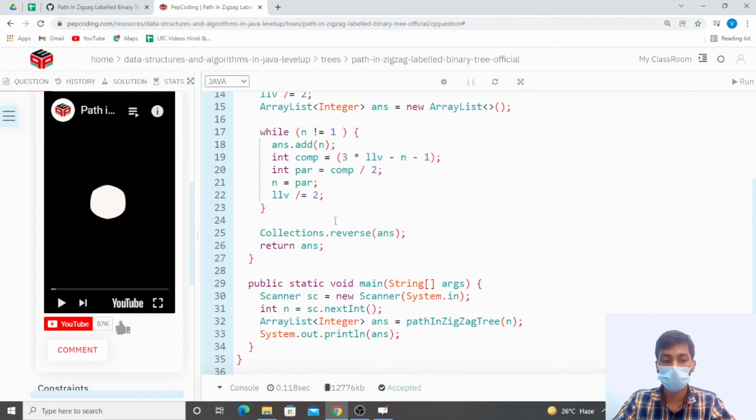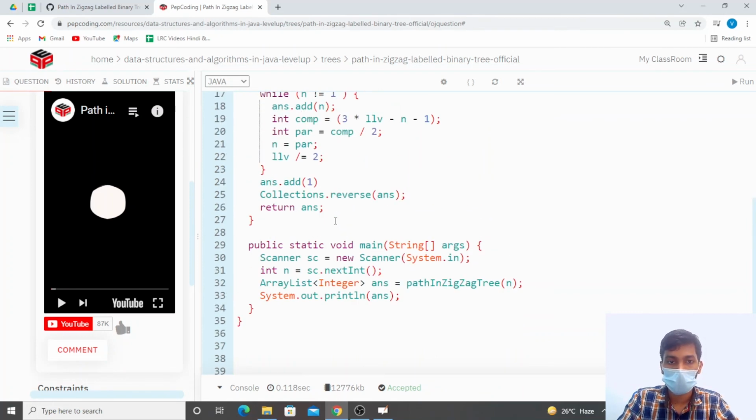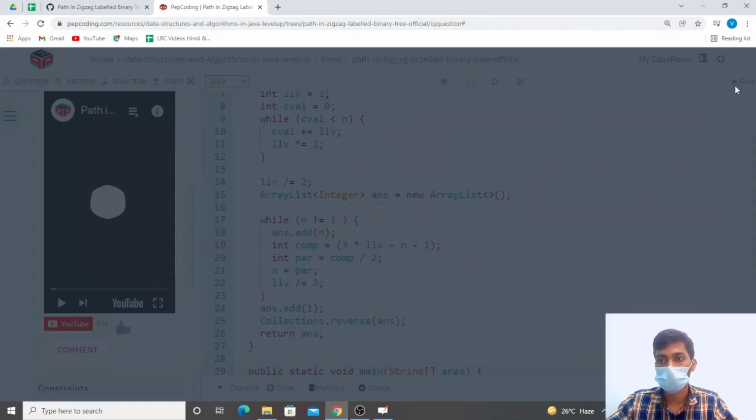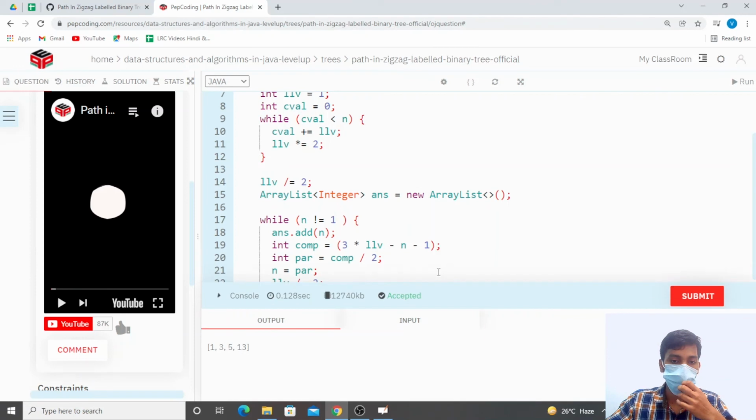So here, before returning, we have to just add this 1. So add 1. And with this, we are going to get our required answer. Let's try to run this code. Now we are getting our final answer.